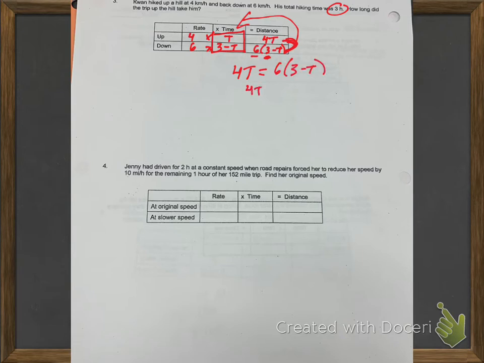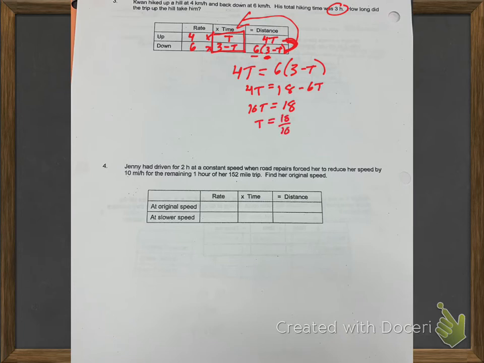So then 4T is going to be equal to 18 minus 6T. I'm going to add 6T to both sides. So 10T is going to be equal to 18. Then I'm going to divide, and I'm going to get T is equal to 18 over 10.